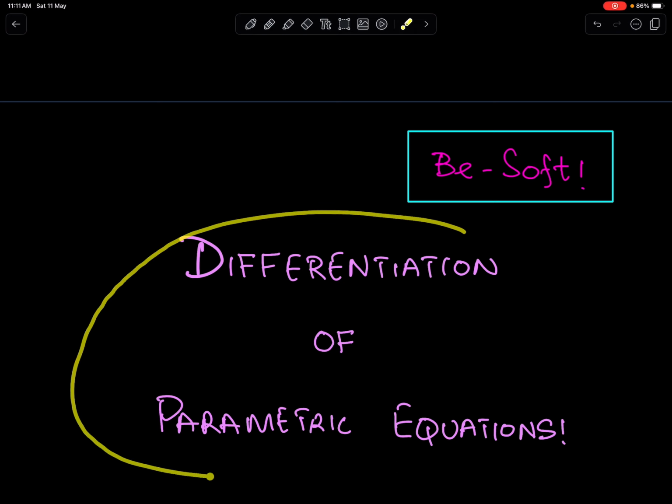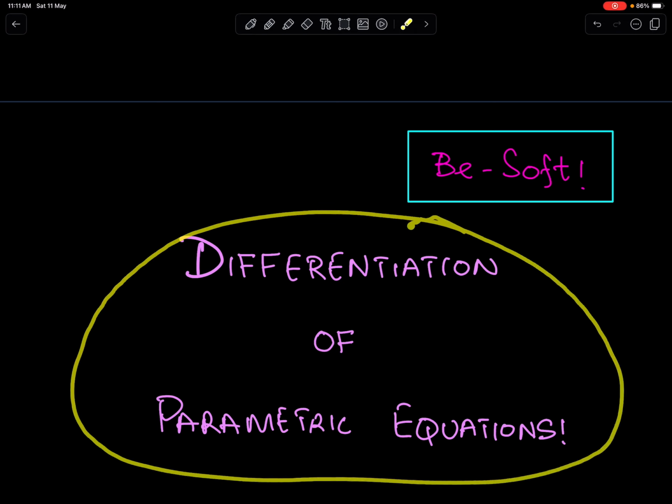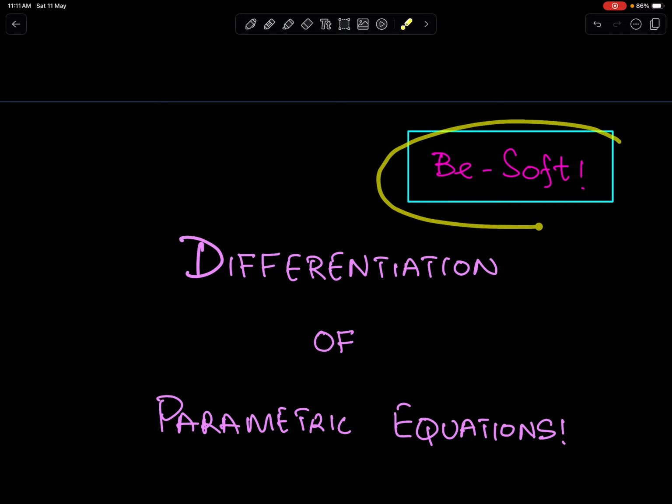The summary of differentiation of parametric equations with example is the topic of this lecture. An important advice: be soft.